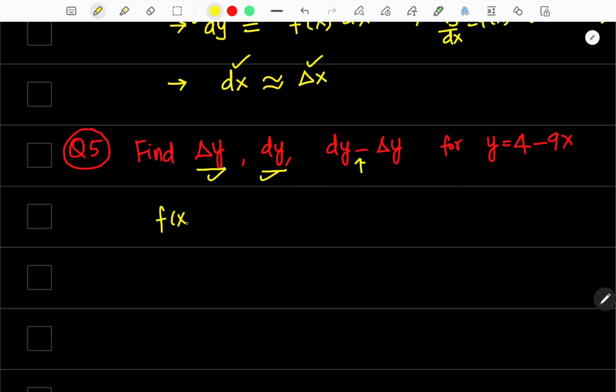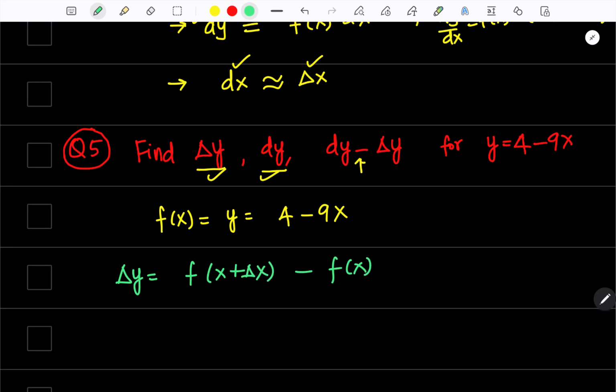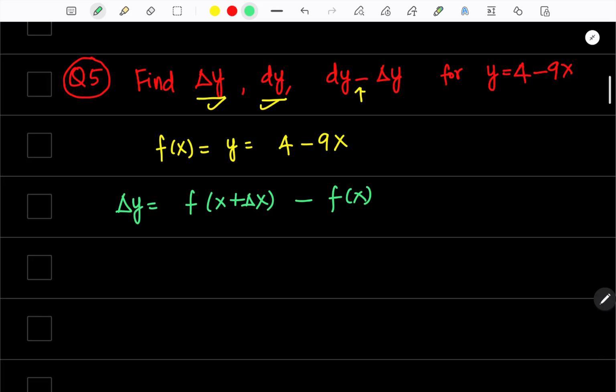So I'm going to write f of x, which is equal to y, which is equal to 4 minus 9x, right? So the first rule is delta y is equal to f of x plus delta x minus f of x. It means first I need to find f of x plus delta x and then I need to find minus f of x. So let us find f of x plus delta x, right? So suppose your f of x is equal to x square. I ask you what is f of 3. What you will do? You put x is equal to 3.